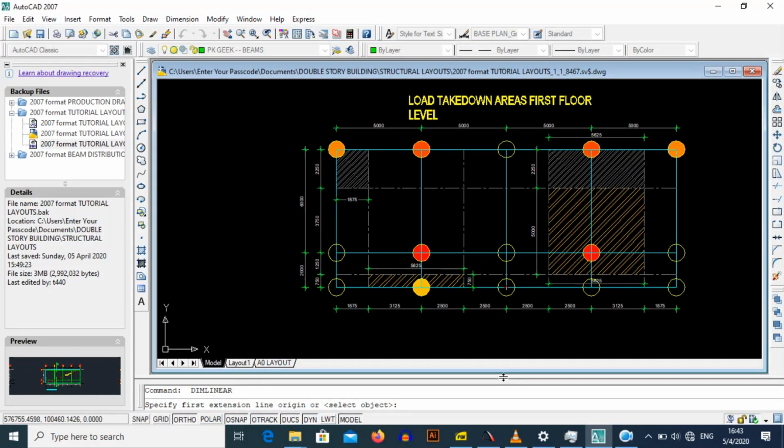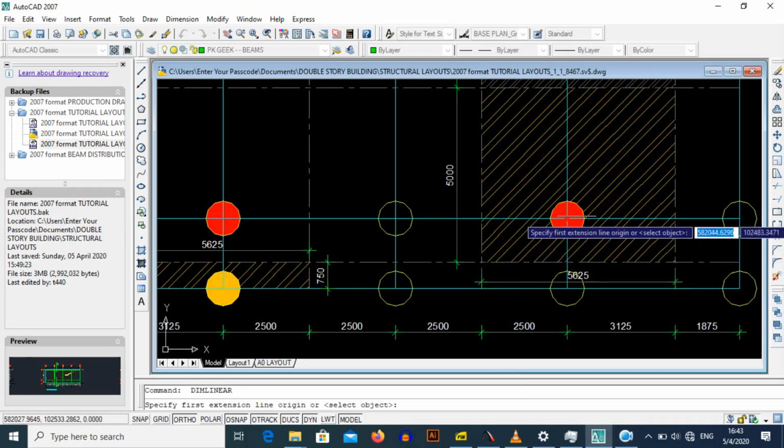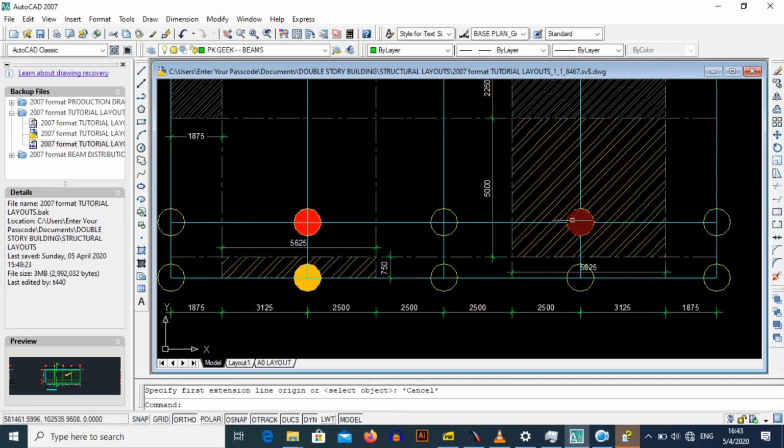Alright, so to save time, we're just going to be doing the load takedowns for one column or one section of this building, and the rest you can do on your own, or we can do it on another separate series if you want me to do so. So to save time, I just nominated the worst case scenario, which is code red.